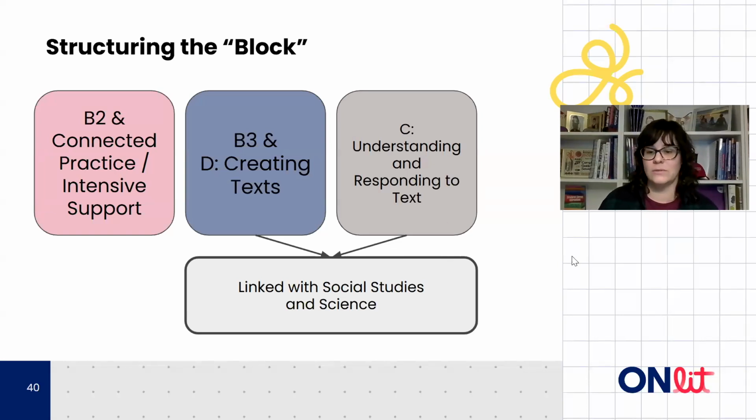So you can absolutely keep those separated if you have to. Again, it's ideal to keep it together. But if you do need to separate them out, thinking about grouping those strands in a specific way would help you out. And again, look at the templates that Laura fleshed out that are on the ONlit website.